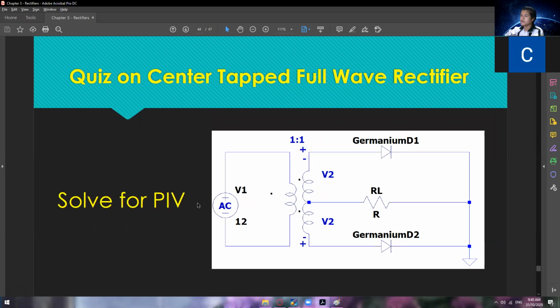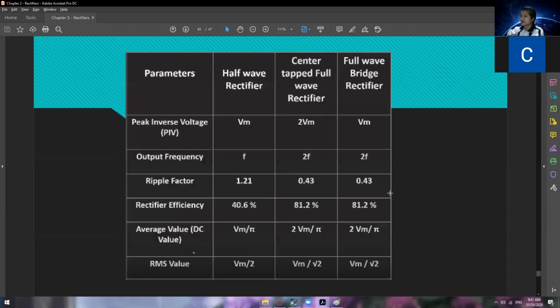All right, so after that example, of course, there's a quiz. In here, we have 12 volts as an AC input voltage, and a ratio of 1:1, and then solve for PIV, just the PIV. And instead of having a silicon, we now have a germanium diode.